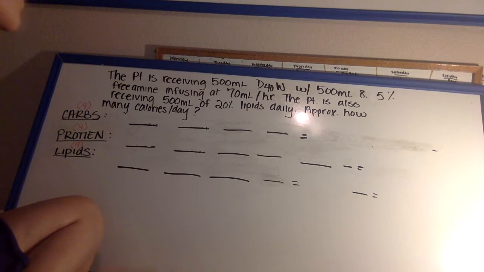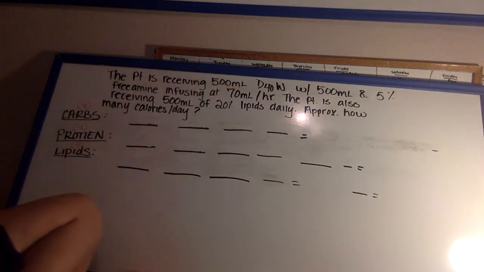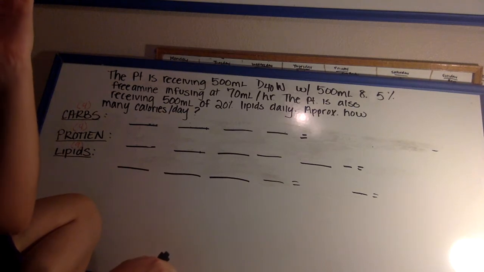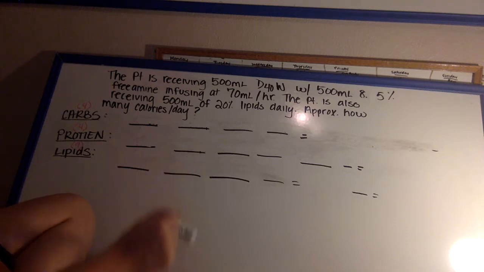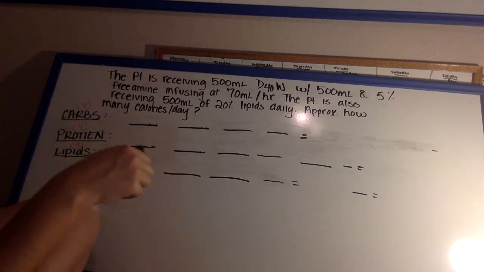The first equation on this worksheet says the patient is receiving 500 milliliters of D40W with 500 milliliters of 8.5% free amine, infusing at 70 milliliters an hour. The patient is also receiving 500 milliliters of 20% lipids daily. Approximately how many calories are they going to receive per day?